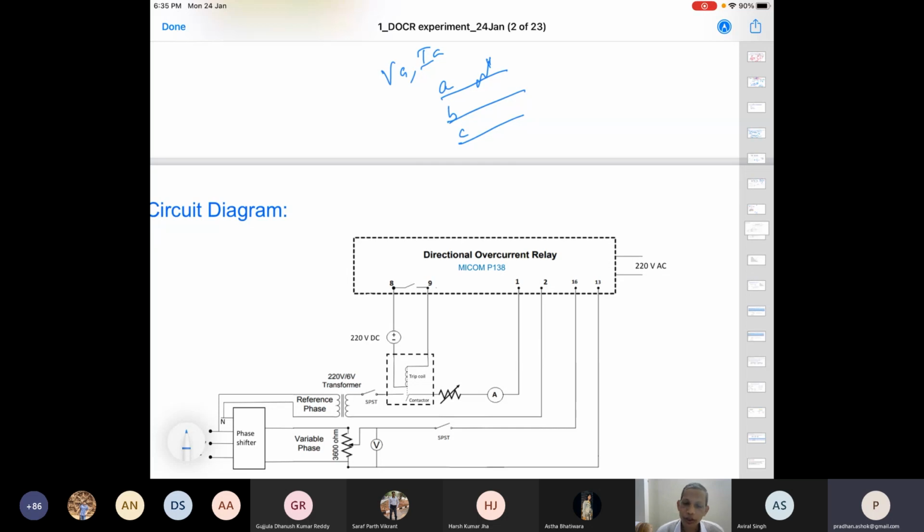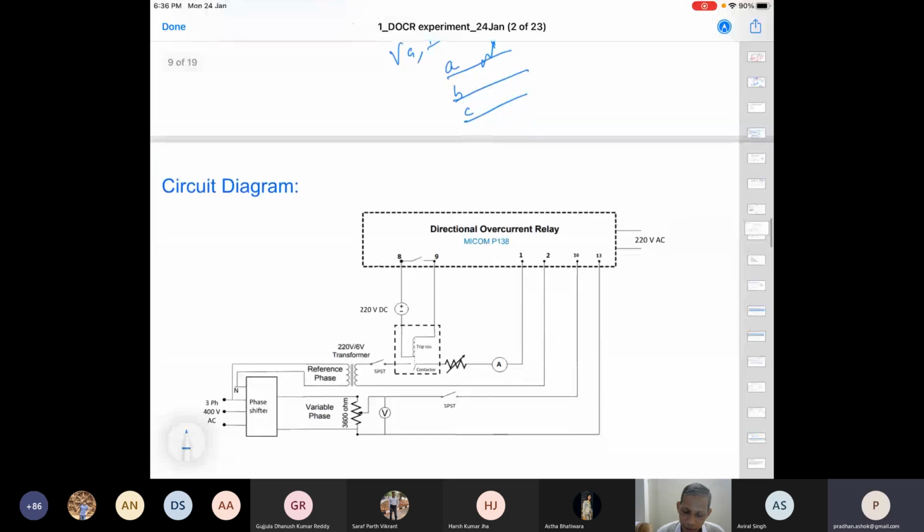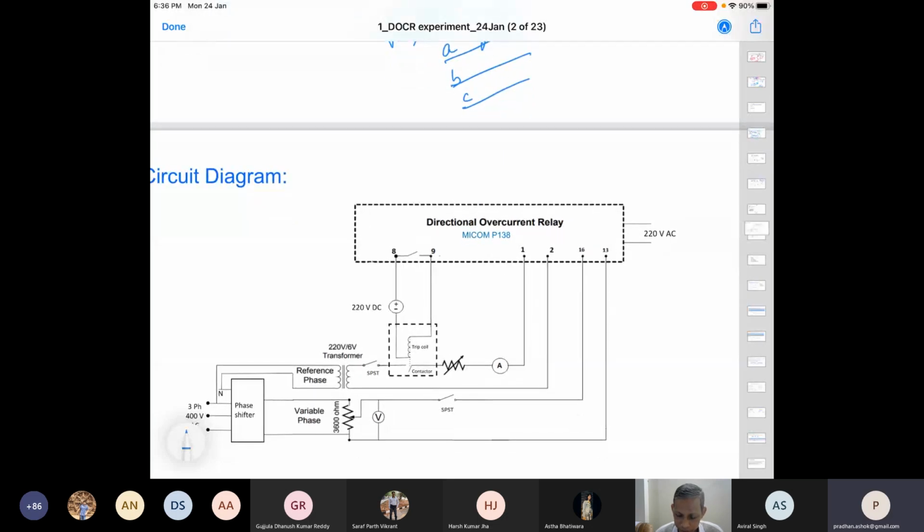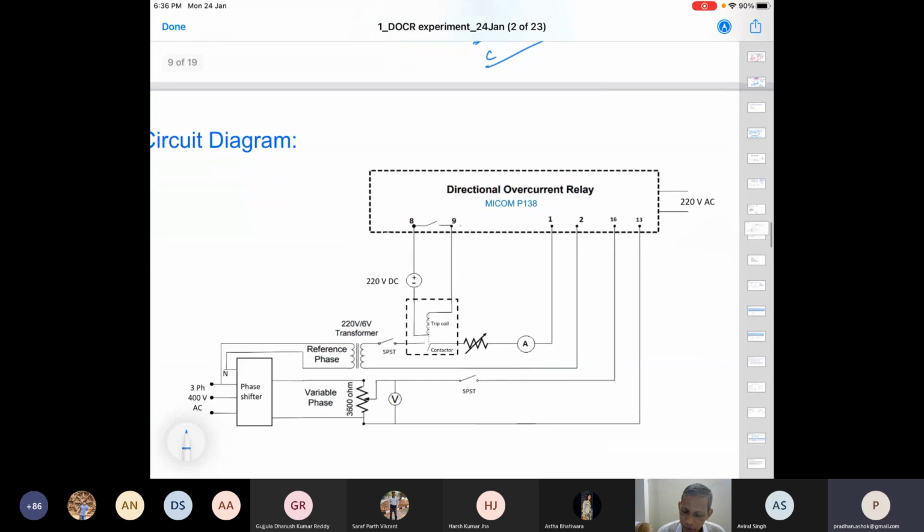But this is not adequate. We can go further. I will elaborate after the presentation from the laboratory perspective. So this is the setup circuit diagram for this, and this is the MiCOM P138 directional overcurrent relay.